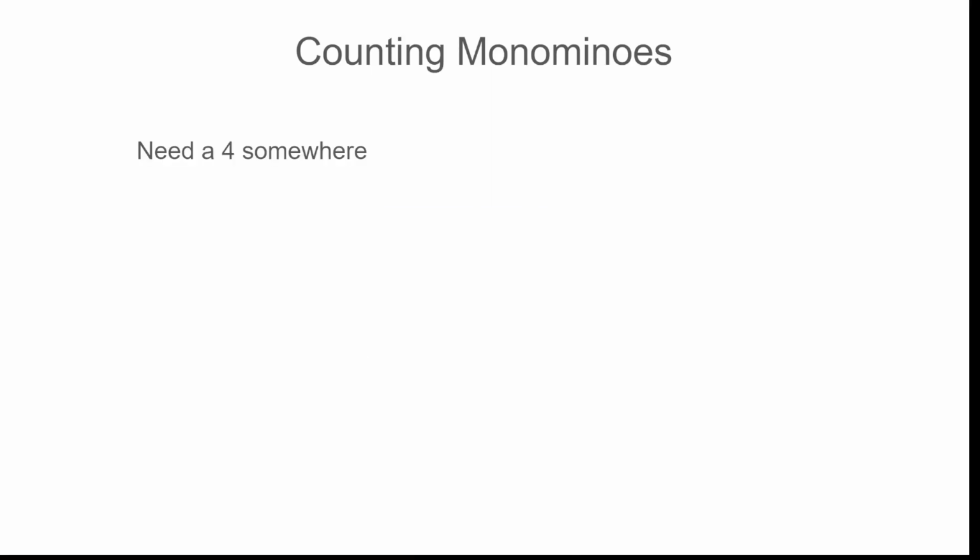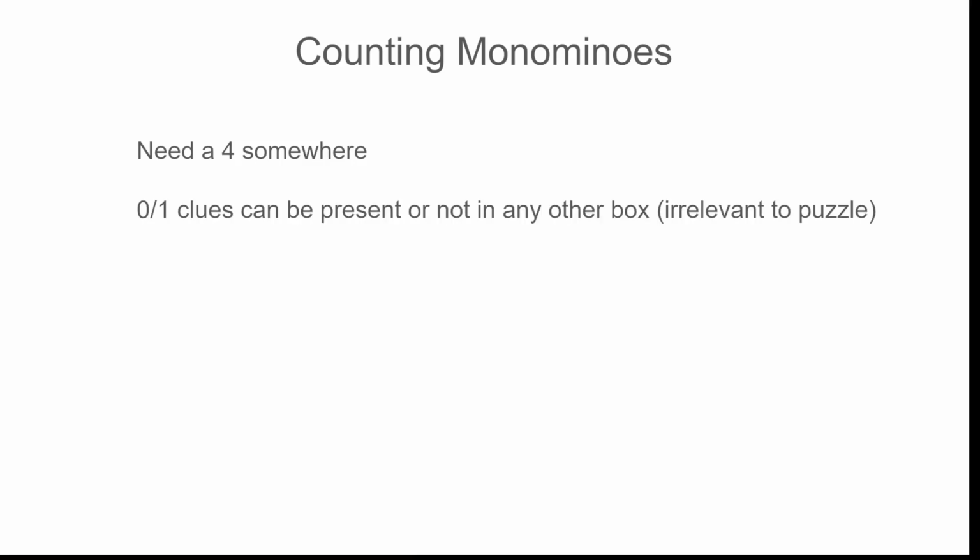Okay. So if I have a valid monomino loop, I definitely need to have a 4 somewhere, right? That 4 identifies where that monomino loop is. But everything else from that point is just defined. There's either a 0 or a 1 clue in all the rest of the grid, depending on where that 4 is, and it doesn't matter whether that clue is there or not. Once that 4 is there, that uniquely identifies a monomino grid. Everything else you can have or not, it really doesn't matter.